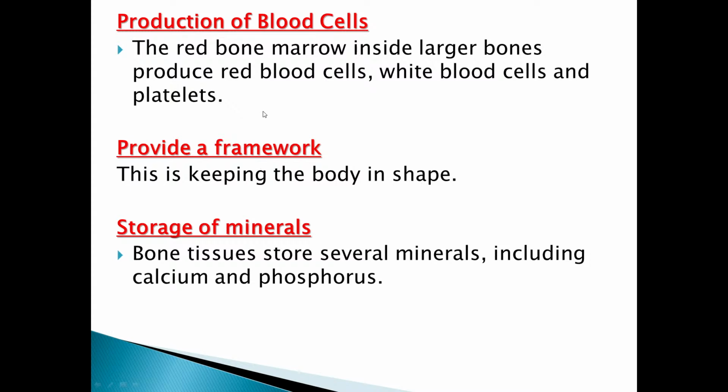Bone tissues, so storage of minerals. The pointer is now saying that bone tissues store several minerals including calcium and phosphorus. What this is saying is that whenever you consume food that contains these nutrients, calcium and phosphorus, the human body might not need all of those nutrients at that particular moment. So the human body will use what it needs at the moment, and the remainder or the additional will be stored in your bones. So that's why they are saying storage of minerals.